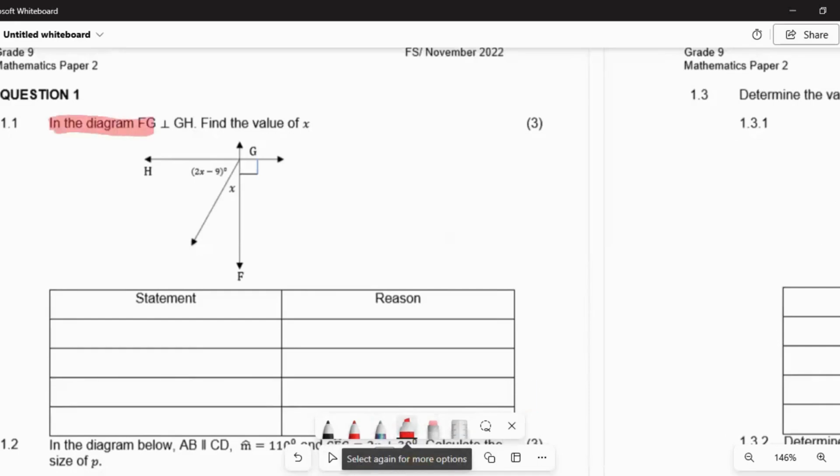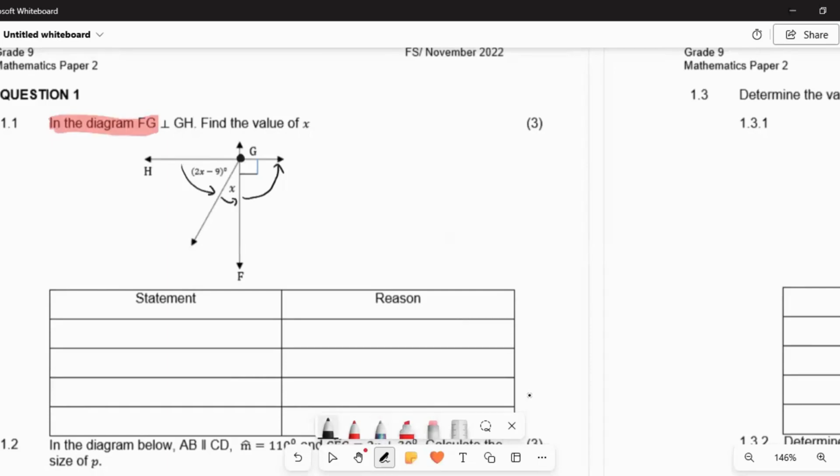in a diagram, FG is perpendicular to GH. Find the value of x, right? So now, in this case, we know that we have our point there. And then if we make this rotation plus this rotation, as well as that rotation, this rotation, it becomes a straight line rotation, right? And we know that from a straight line, whenever we add all the angles, they add up to 180, right?